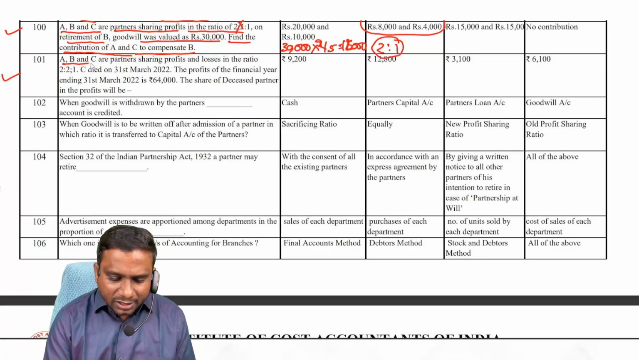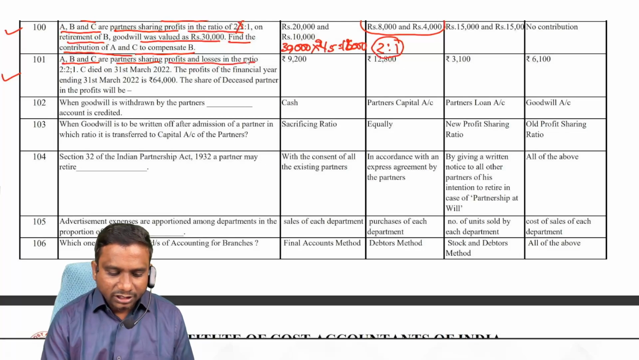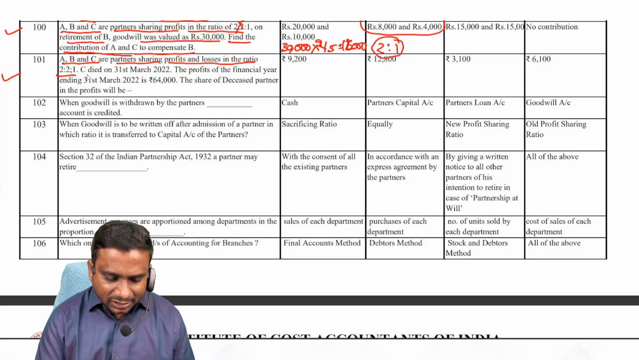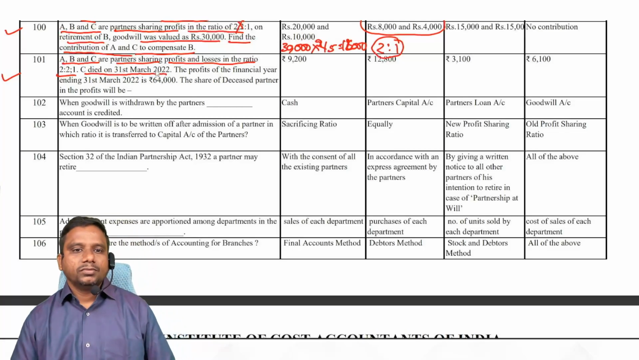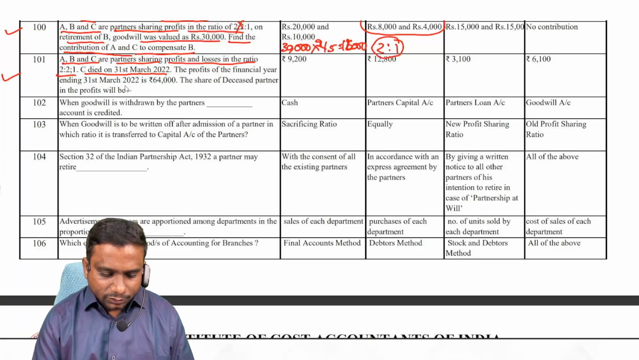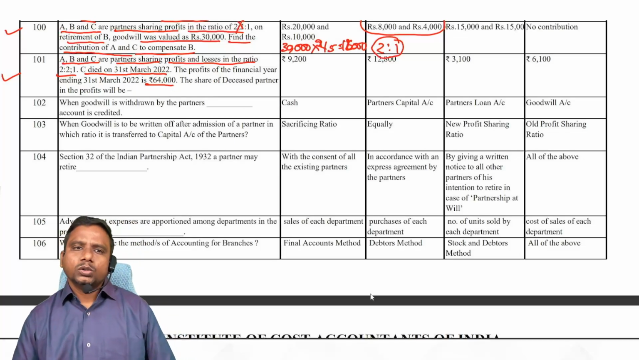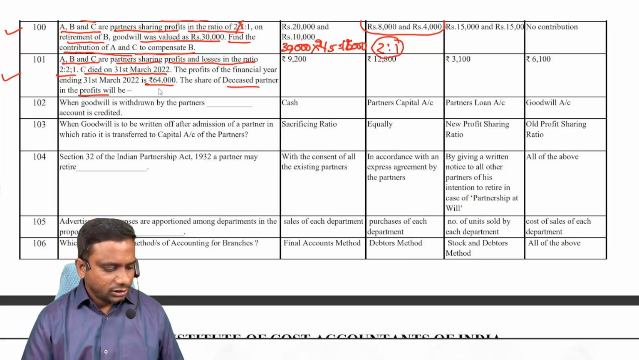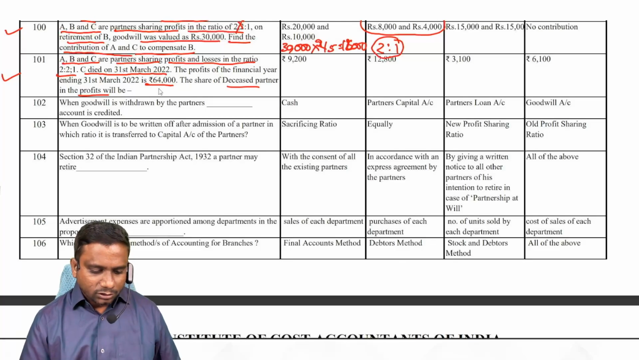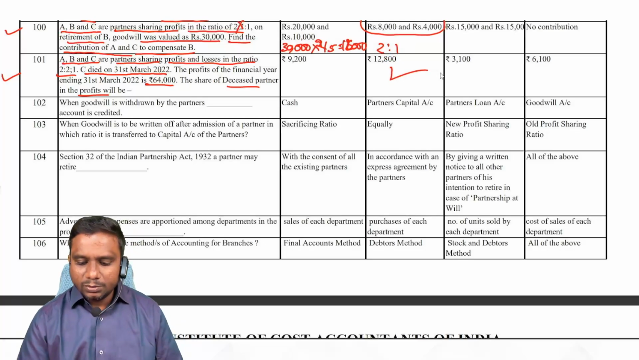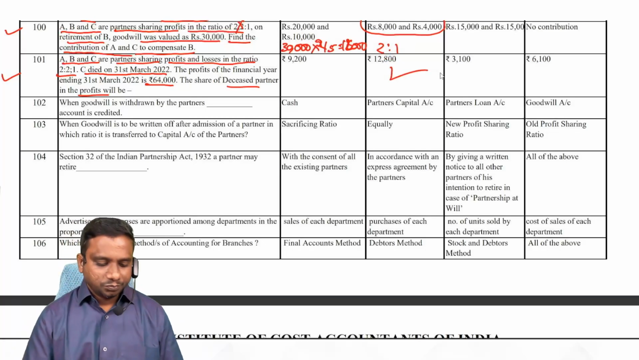A, B and C are partners sharing profits and losses in the ratio 2 to 1. C died on 31st March 2022. The profits of the financial year ending 31st March 2022 are 64,000. He died now, so he is eligible to receive a share in the profits. The deceased partner's share will be simple, 64,000 into C's share 1 by 5. So 12,800. His share will be 12,800. Option 2 correct.